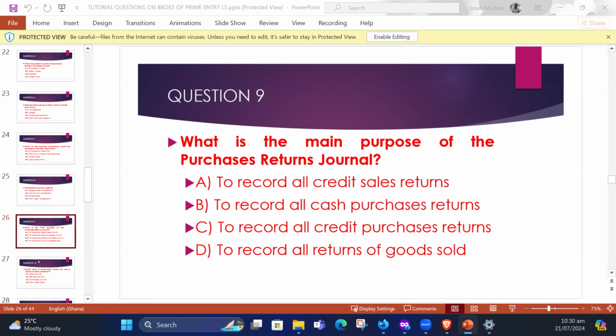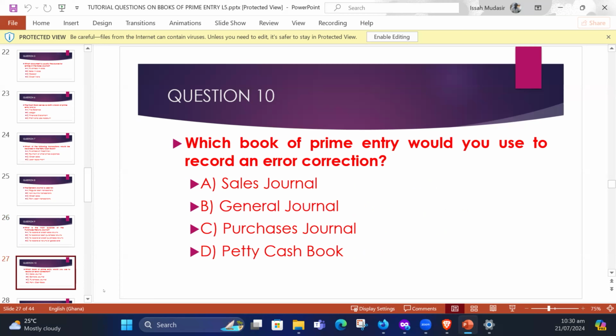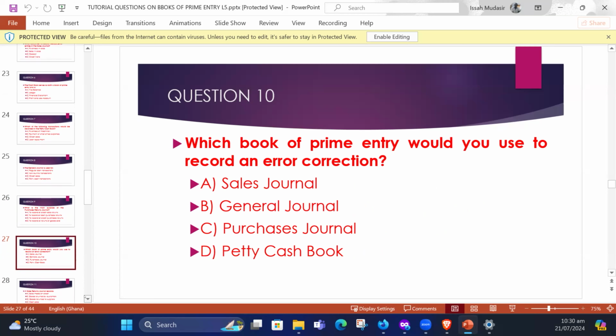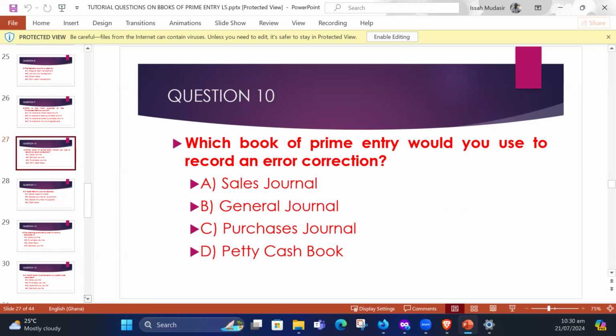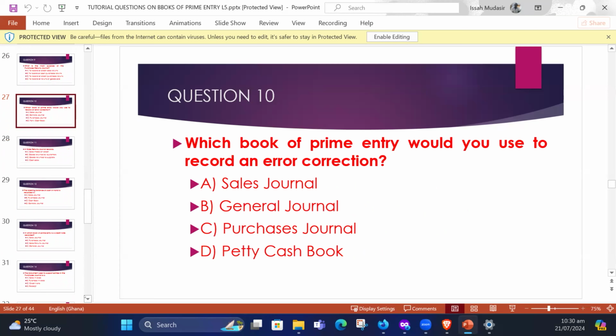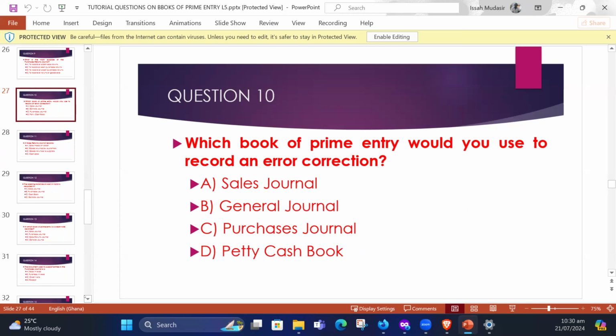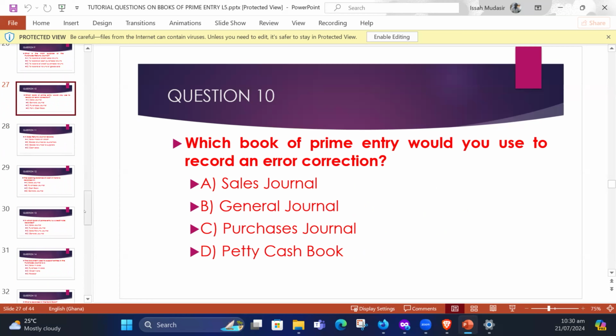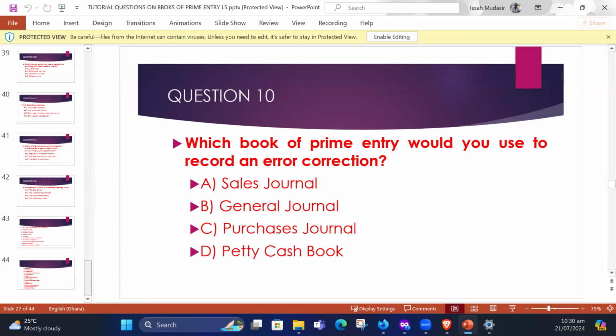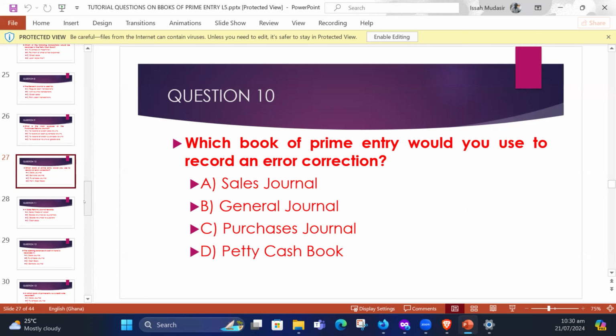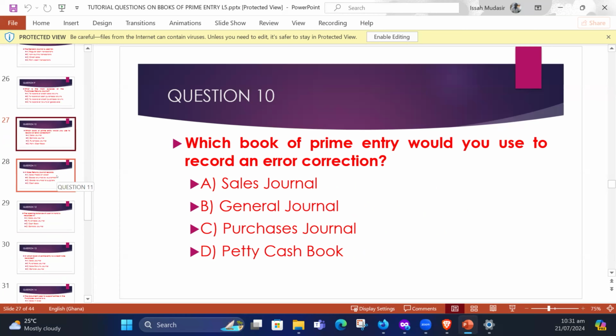This is our timekeeper. Please don't challenge the timekeeper. Question 10. Which book of prime entry will you use to record an error correction? If you know the rest, there is one that will pop up that I'm not correct, I'm not correct, I'm not correct. Then you pick that one up. So just eliminate the options that are inconsistent with the stem, and you are there.